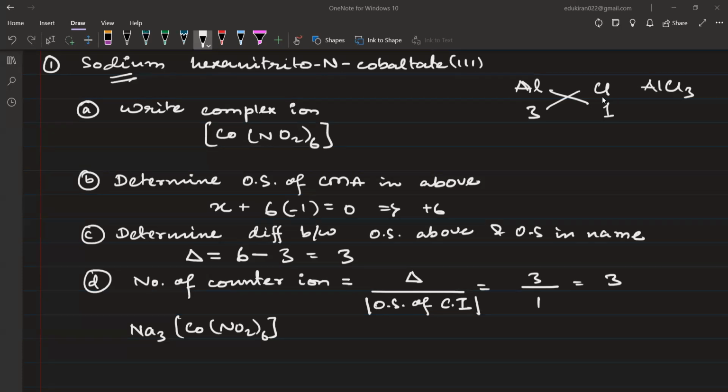Cross multiply the valencies. Have you seen this? Yes, sir. Sir, you have seen this, na? Rajan must have seen it, we taught it in 11th. Same thing you can do here.